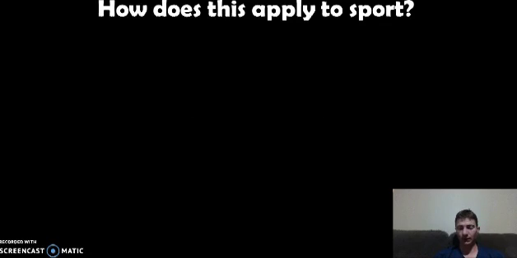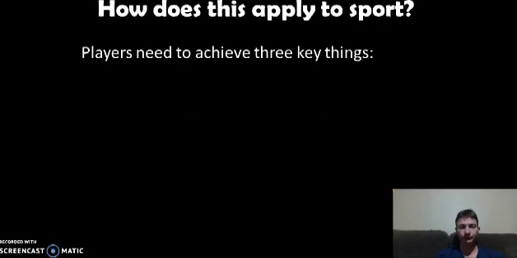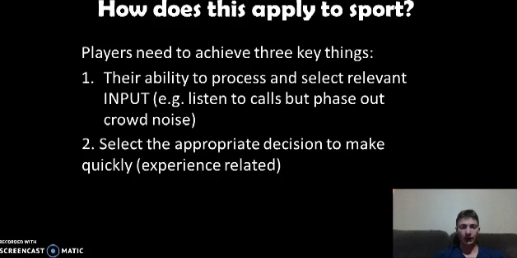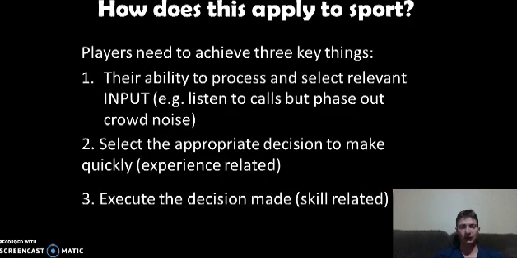So how does this actually apply to sport? So players need to achieve three key things. First, their ability to process and select relevant input. So listening to calls but phasing out crowd noise. Then they need to achieve the ability to select the appropriate decision to make quickly from that input. So that's all experience related. And the last thing is they need to be able to execute the decision made, and that's skill related.